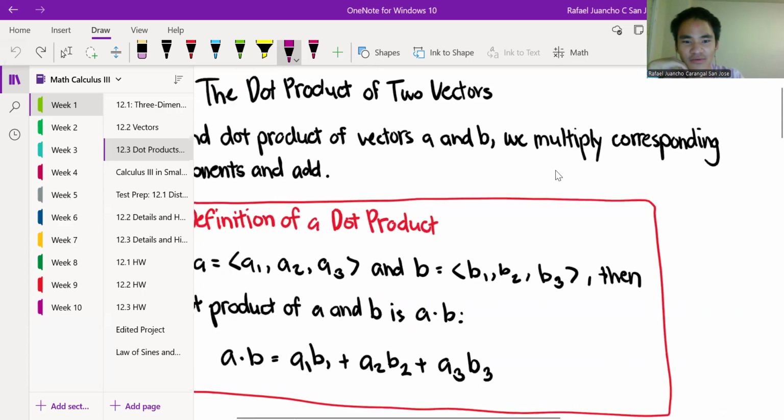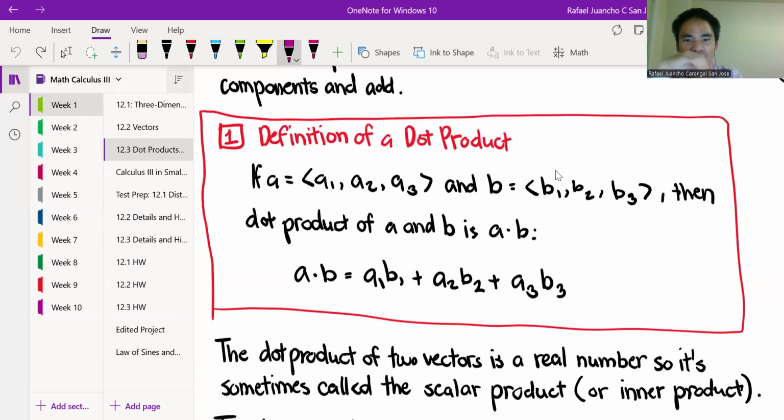So how do we do that? Well, if we're given some vector A with these components, and another vector B, then the dot product of that would be A times B. What's happening here is we're multiplying the first components, the second components, and the third components, and we're adding them up basically, right? So that's what we're doing. We're adding them up here, right?